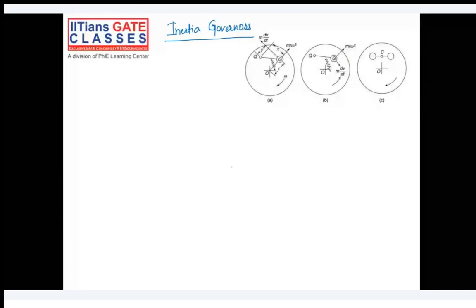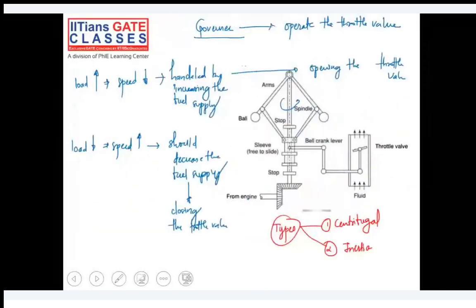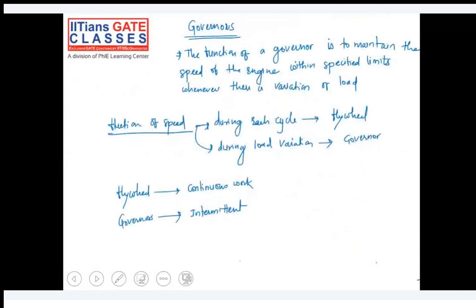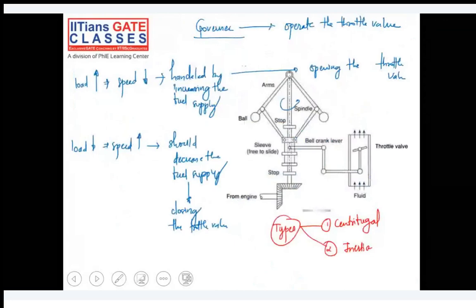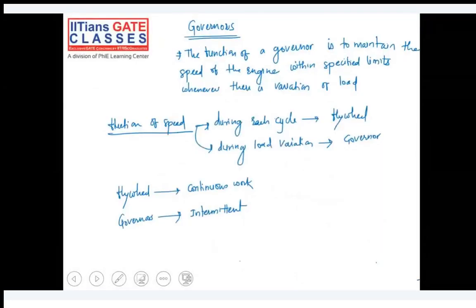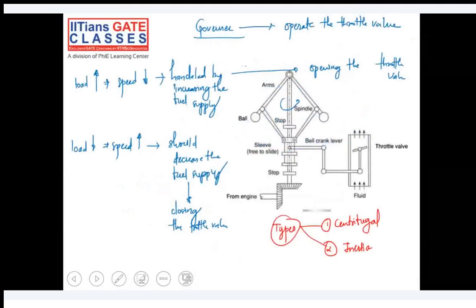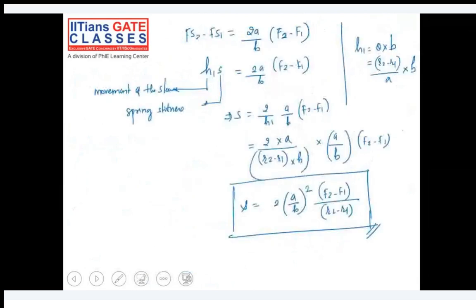I think with this introduction, let's start understanding the inertia governors first. As I mentioned before, let me check if I have given the definition before. No, I think I have not given you the definition of the inertia governor, but maybe just explained it orally. So we can write down a few words about it and then proceed.